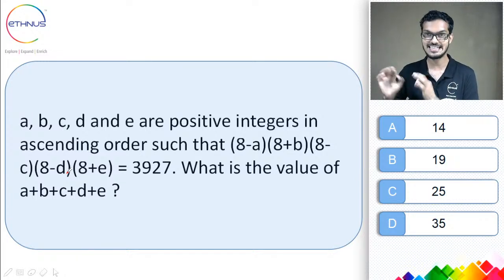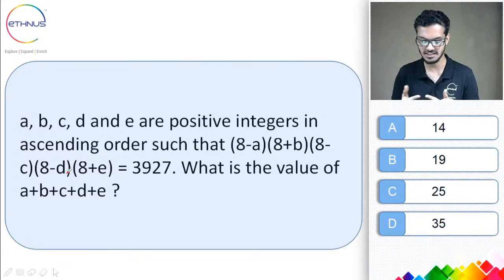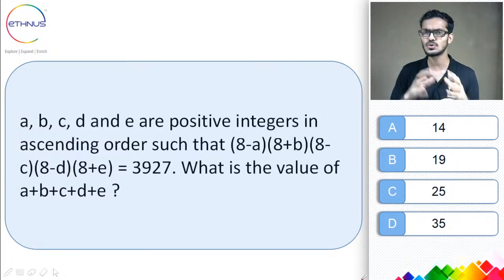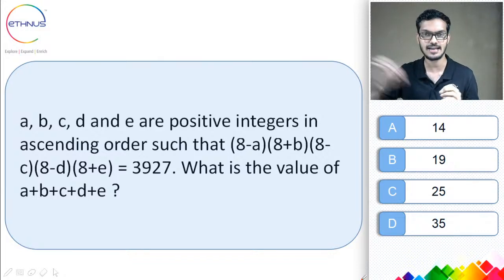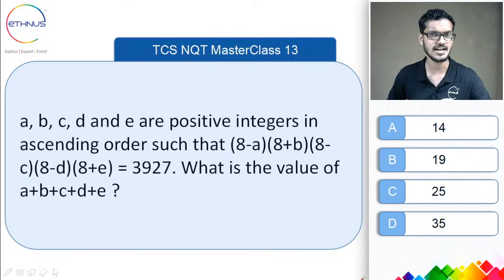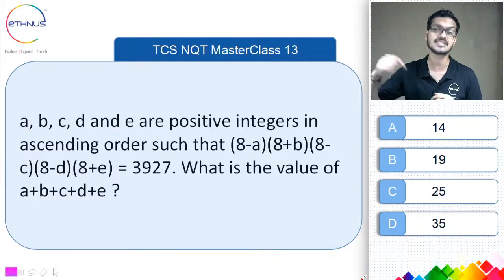A, B, C, D, and E are positive integers in ascending order such that 8 minus A, 8 plus B, 8 minus C, 8 minus D, 8 plus E is equal to 3927. So what is the value of the sum A plus B plus C plus D plus E? What is the sum? I'm going to give you 1.5 minutes to solve this problem, and your time starts now.